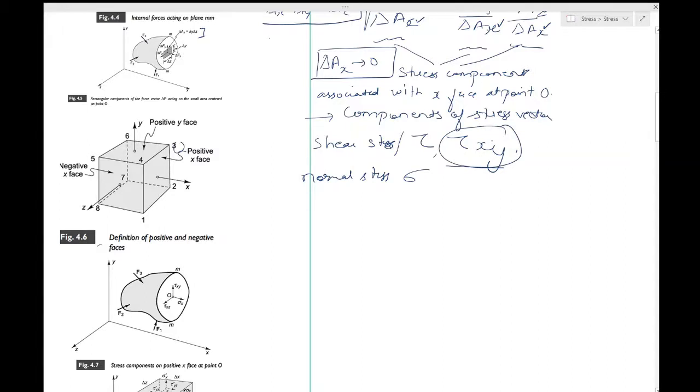What does this notation mean? This stress component acts on the x plane in the y direction. We have already discussed this before in this course.